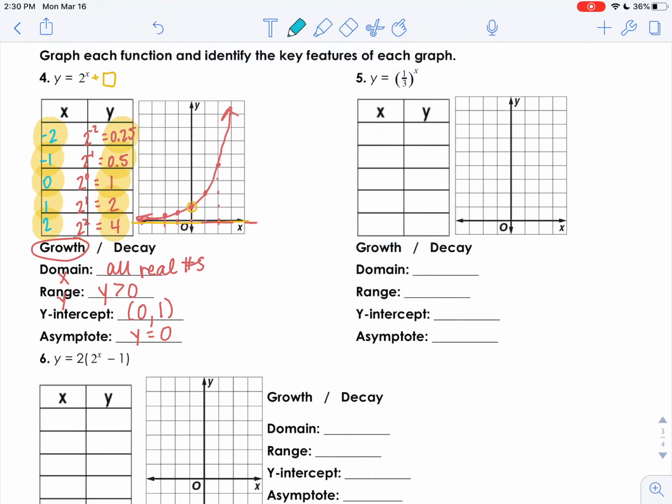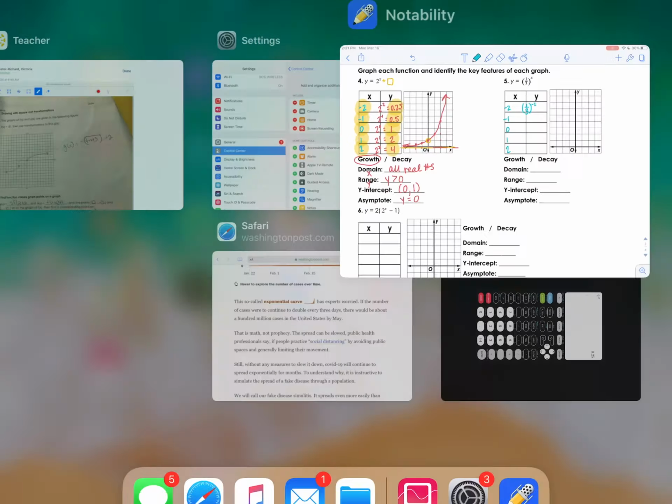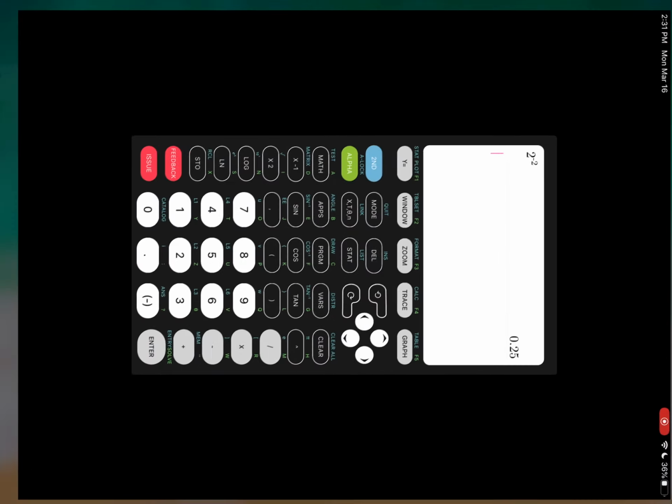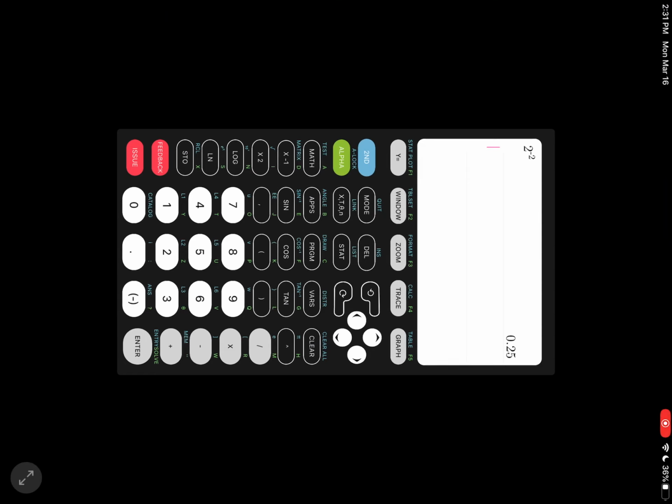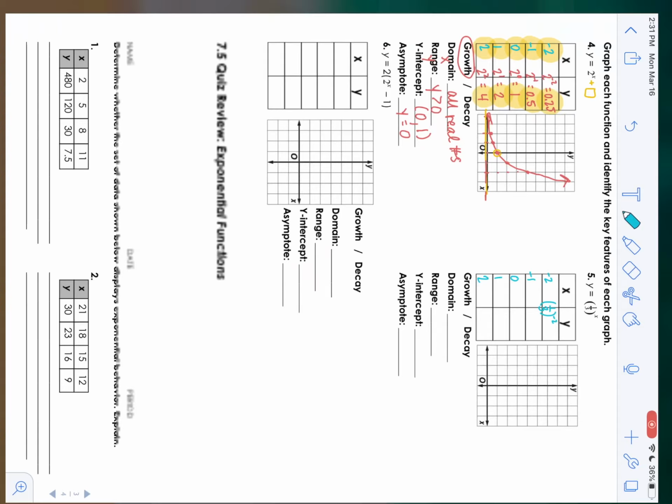So now I'm going to take a look at number 5. Here we have y equals 1/3 raised to the x power. So I'm going to plug in points -2, -1, 0, 1, and 2. And I'm taking 1/3 and I'm raising that to -2. Remember to use parentheses when you're dealing with fractions. So I'm going to use my parentheses when I have 1/3 to the -2. So parentheses 1 divided by 3 raised to the -2, and I get 9.